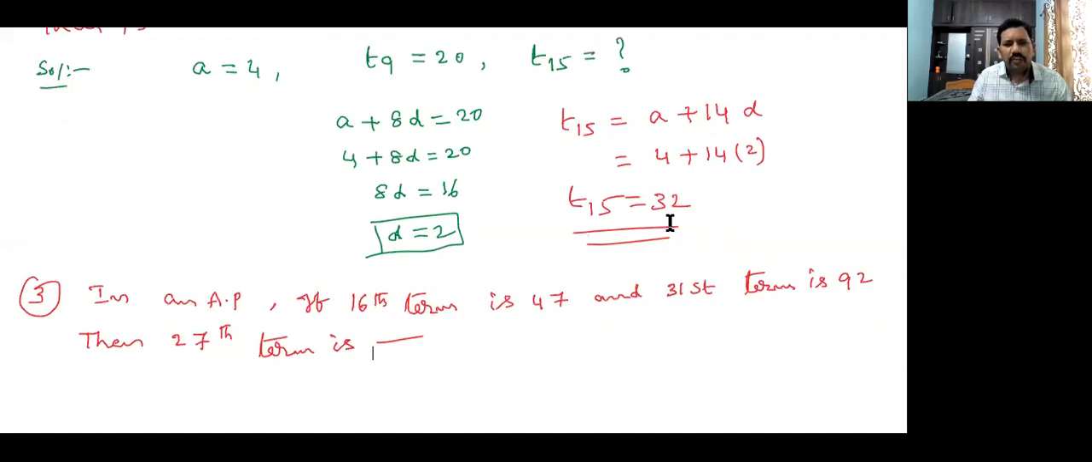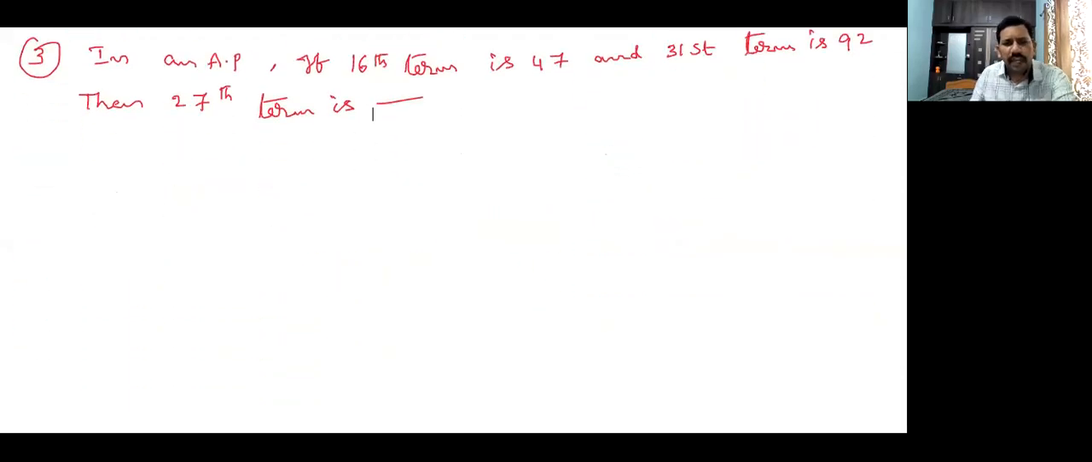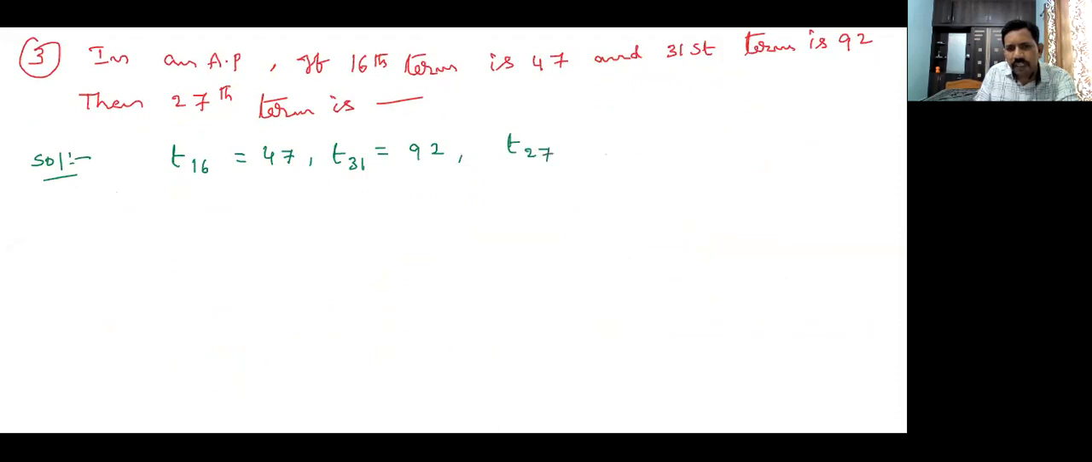Now I am going to discuss the third question. In an AP, the 16th term is given as 47. That means T16 is equal to 47, and the 31st term, T31, is equal to 92. Then find the 27th term, T27.